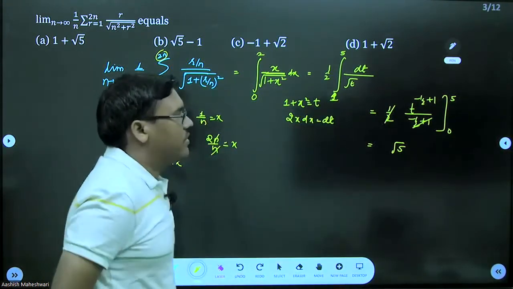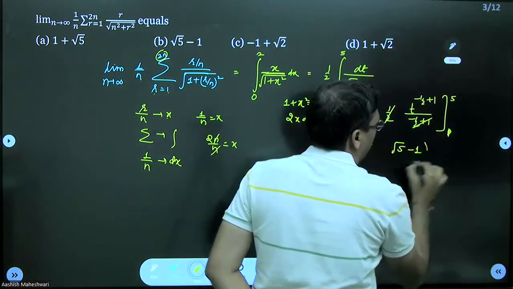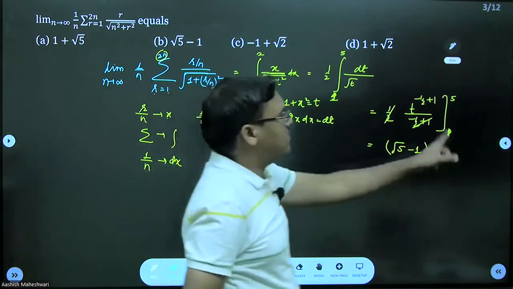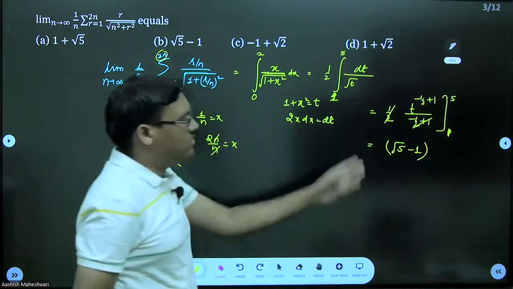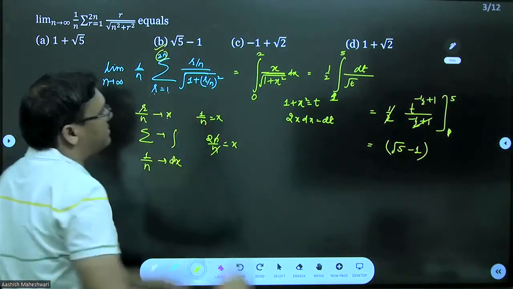t is equal to 1. This is 1. And this is minus 1. Okay? Putting t is equal to 1, this is root 1. So this is the answer, root 5 minus 1. That is option B. Just check this calculation.